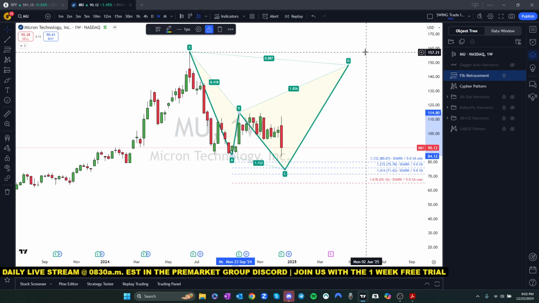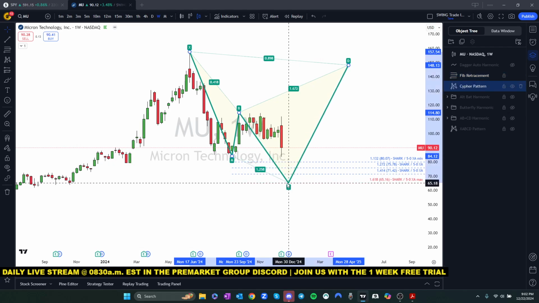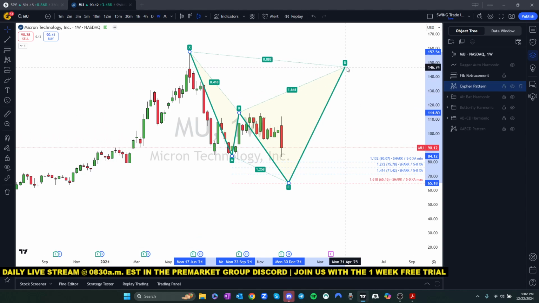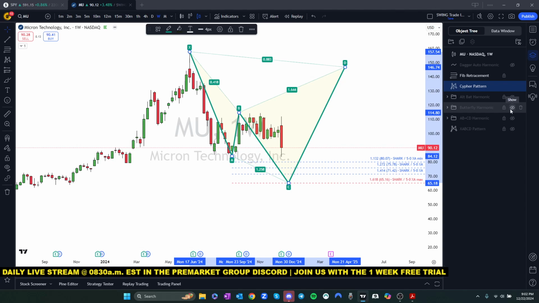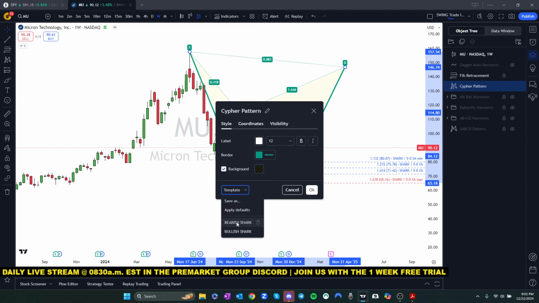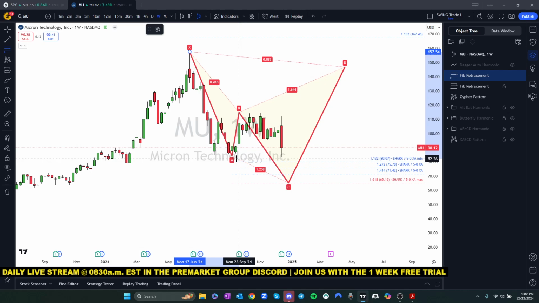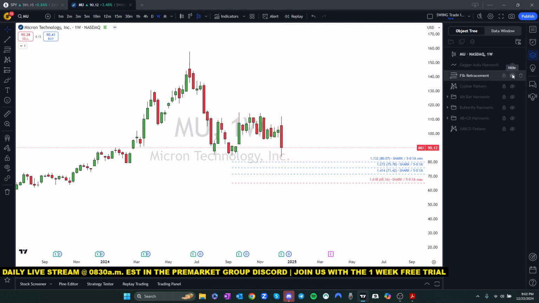at 65. So what's nice is, let's say that MU goes lower, and as long as it holds $65, we can avoid seeing this ABCD pattern that takes you lower, and we can avoid the butterfly pattern that takes you lower as well. So this is another pattern I will have to put on my chart once we see this play out, but it's not playing out yet, so I can kind of leave it alone.